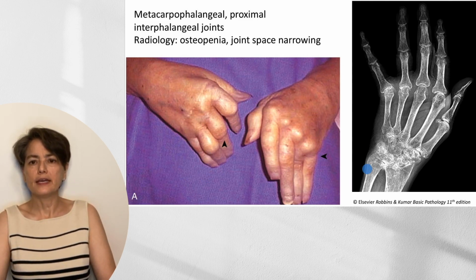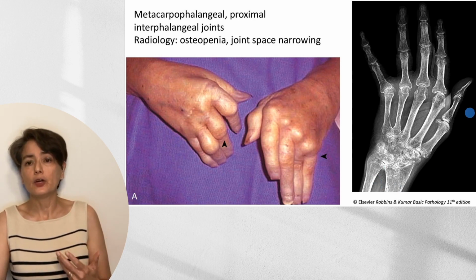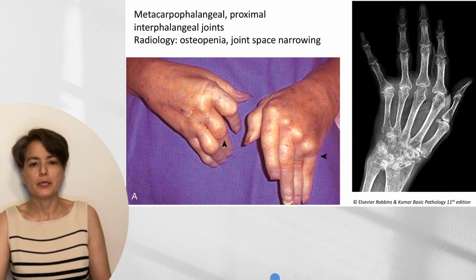Radiologically, we're going to see again our radial deviation, our ulnar deviation, and we're going to have joint space narrowing. So here and here it appears like just bone on bone. And for those of you who aren't radiologists, I can tell you that here we have a generalized osteopenia.